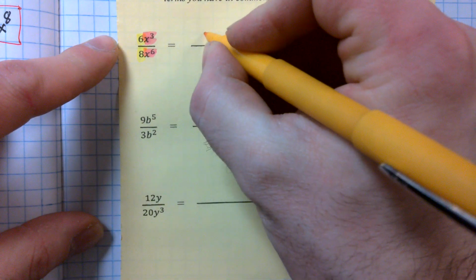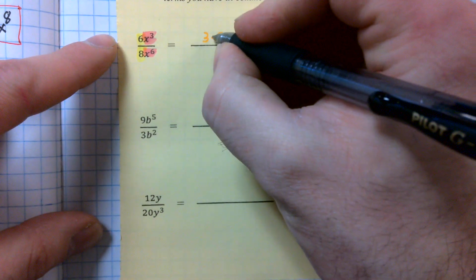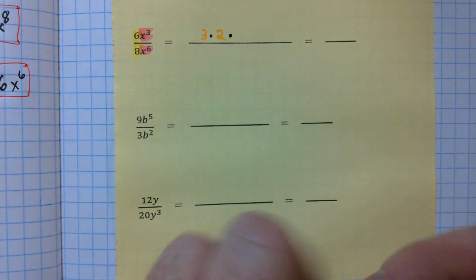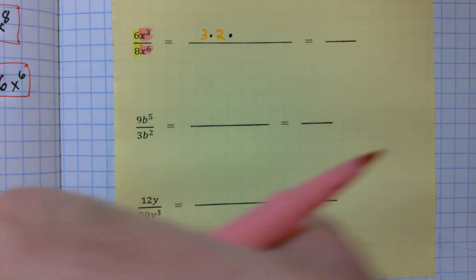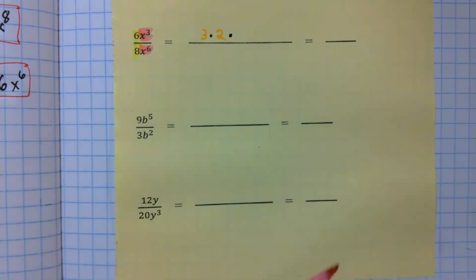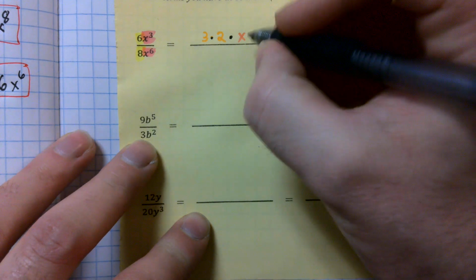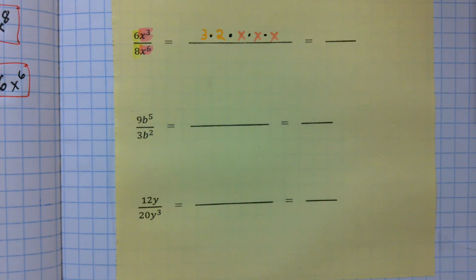3 times 2. Right? Everybody agree that 6 is just 3 times 2? Okay. How can I expand out x to the power of 3? 1 times 3? Not quite. x times x times x. You see that? Yeah.